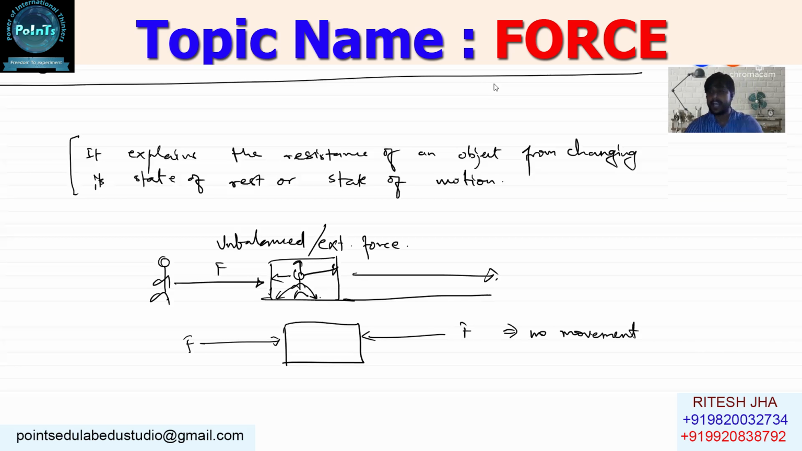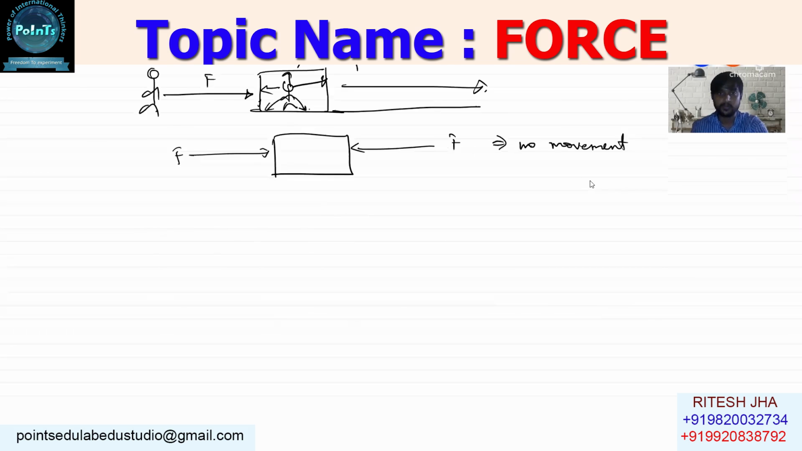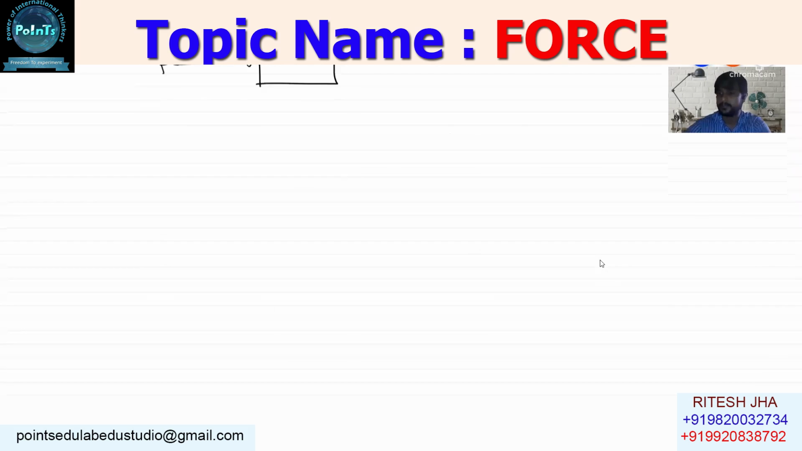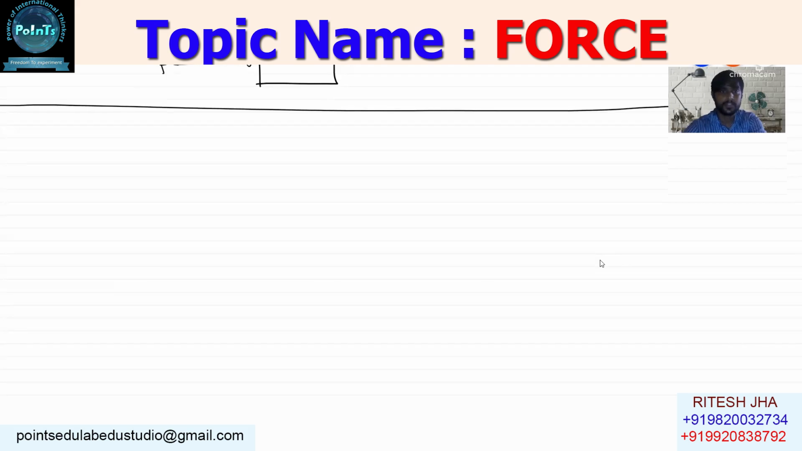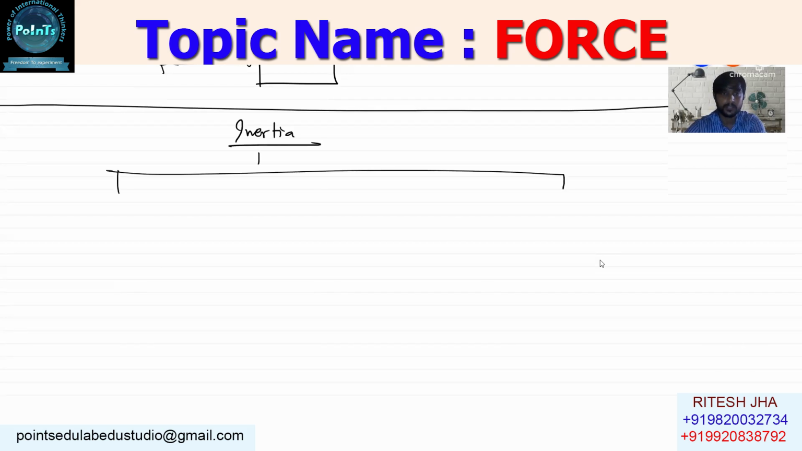This entire first law is actually a property of an object, and this property is known as inertia. Now this inertia is of three types. One is the inertia of rest, another one is the inertia of motion, and the third one is the inertia of direction.